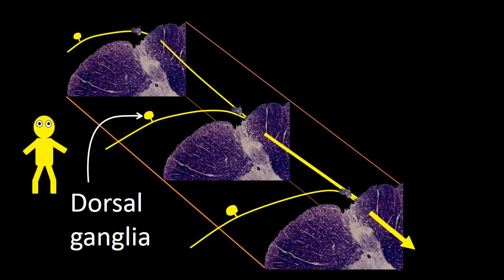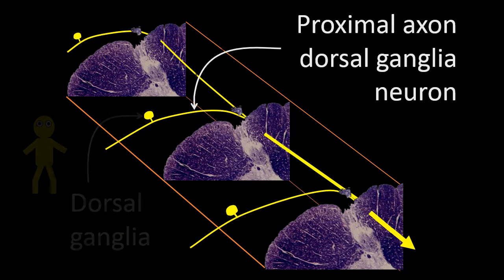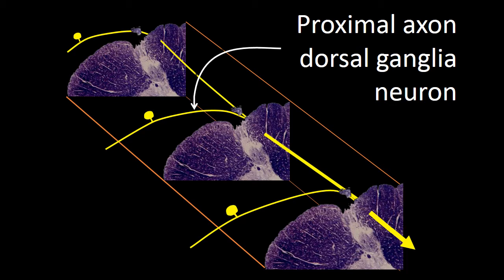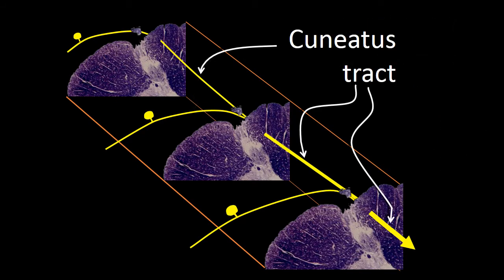The field created at the dorsal ganglia is a stationary field. The proximal axon of the dorsal ganglion neurons, pointed by the arrow, produce a traveling field. Electrical activity in the corneal tract produces a traveling field.